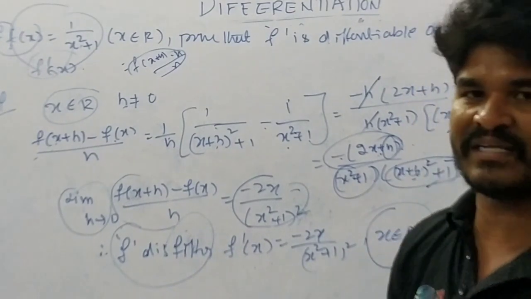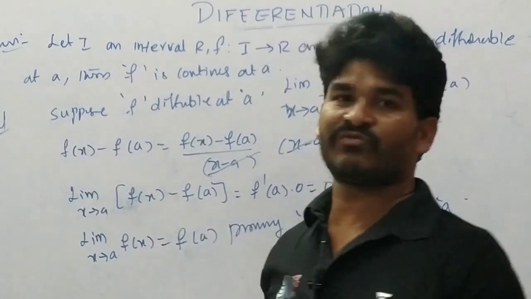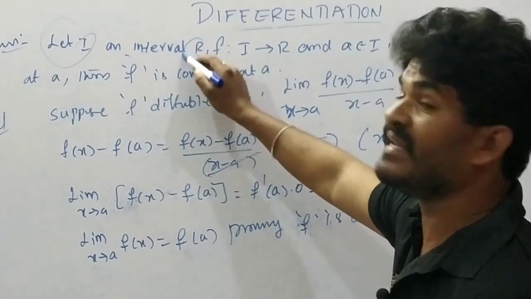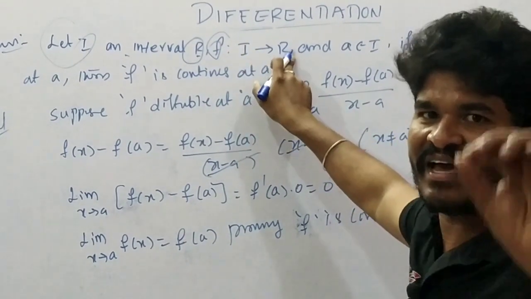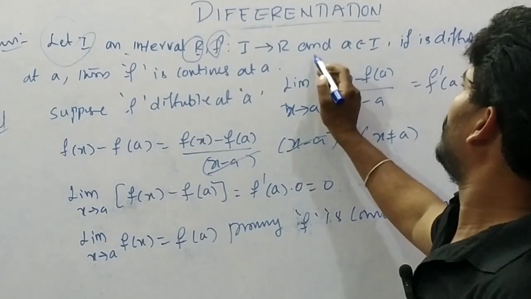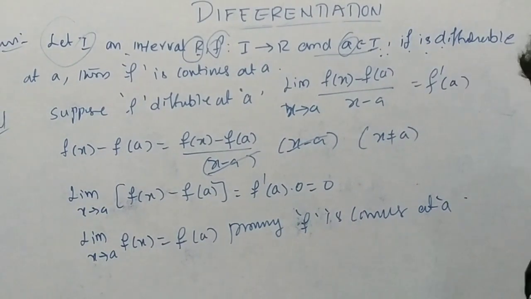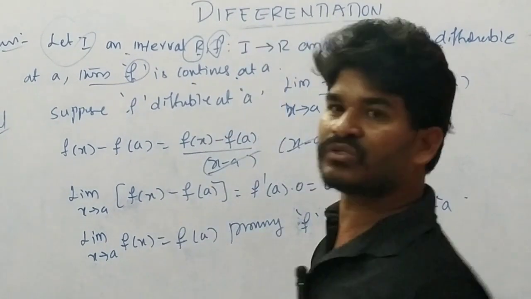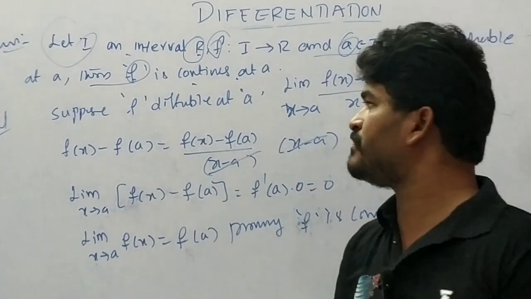And next, more topics will be discussed. Next we will discuss one small theorem. What does the theorem say? Let I be an interval and the function be from I to R. Here, if it is differentiable at A, where A belongs to I, then the function is continuous at A. I hope this is very easy to understand.